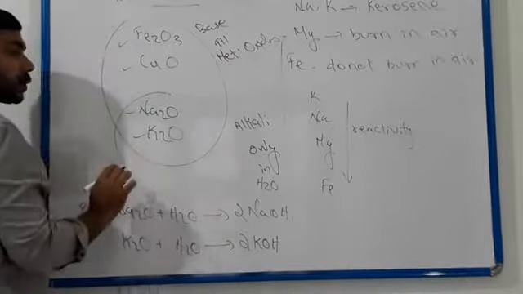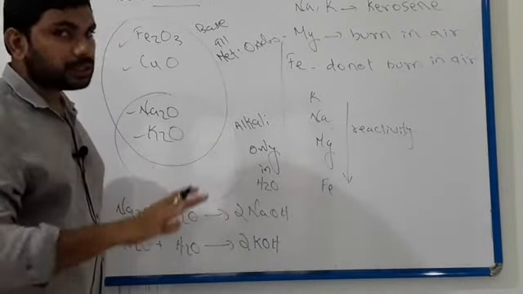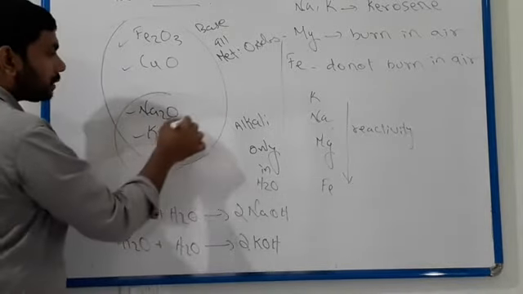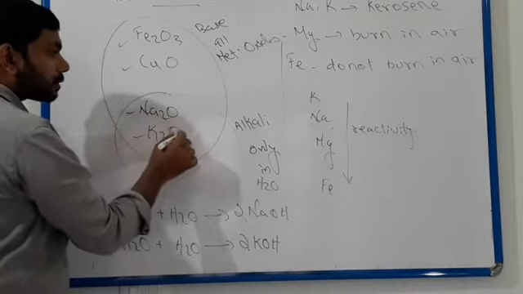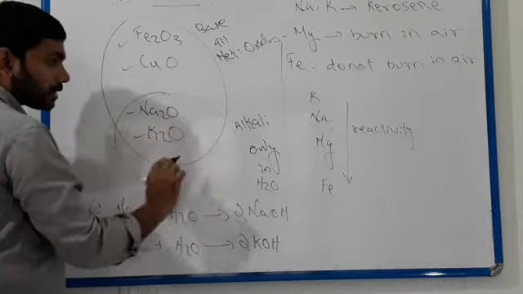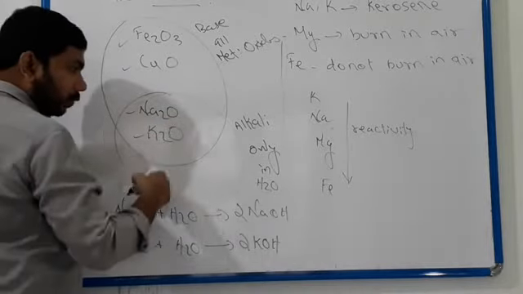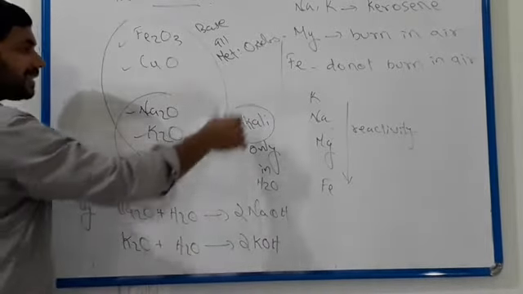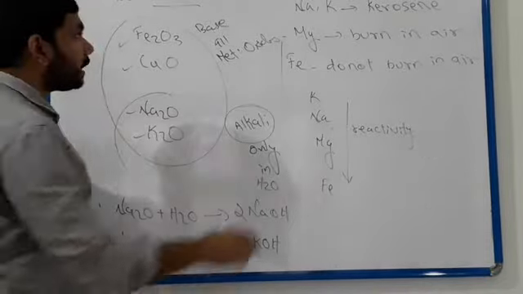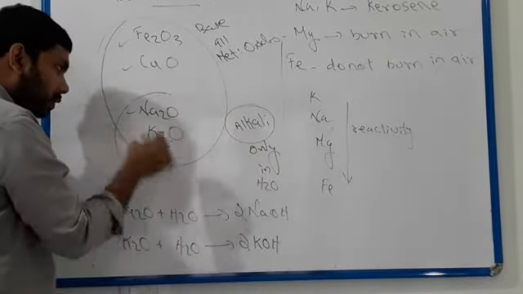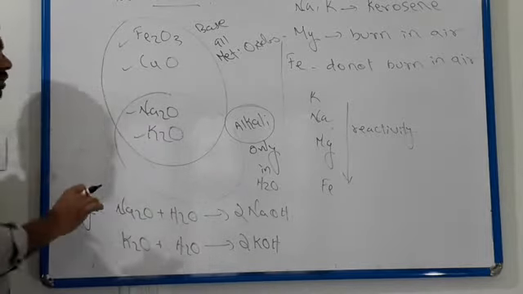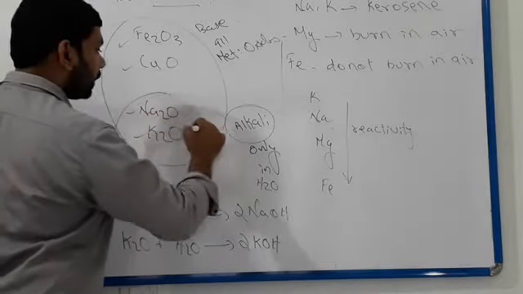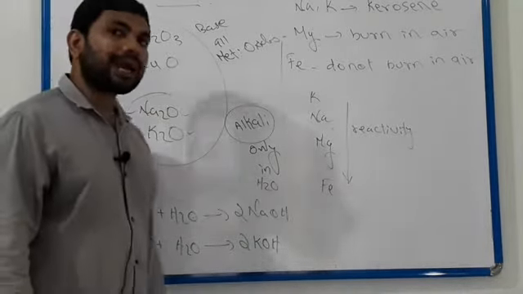But some metal oxides will dissolve in water. All metal oxides do not dissolve in water, only some do. Examples are sodium oxide and potassium oxide. Such metal oxides dissolve in water, and they are called alkali. All metal oxides except amphoteric metal oxides are base, but metal oxides that dissolve in water are called alkali. Examples for alkali: sodium oxide, potassium oxide.